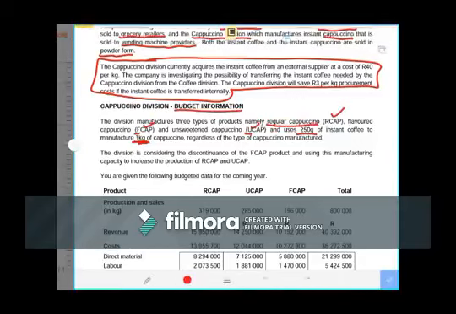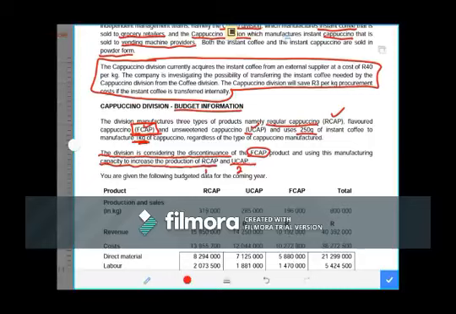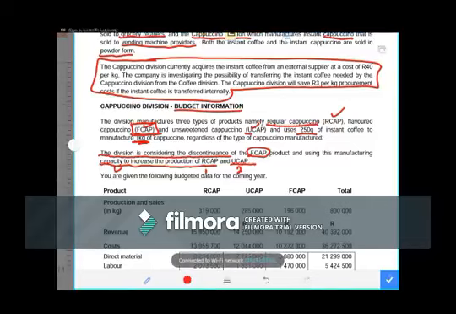Then now we go to the next paragraph that says the division is considering the discontinuance of the flavored cappuccino. One of their products was flavored cappuccino. So now they want to discontinue the production and the sale of the flavored cappuccino, and use this manufacturing capacity to increase the production of regular cappuccino and unsweetened cappuccino. So they will still continue these two products, regular and unsweetened cappuccino, and they expect to increase their capacity by manufacturing more of these two products and discontinuing the production of the flavored cappuccino.